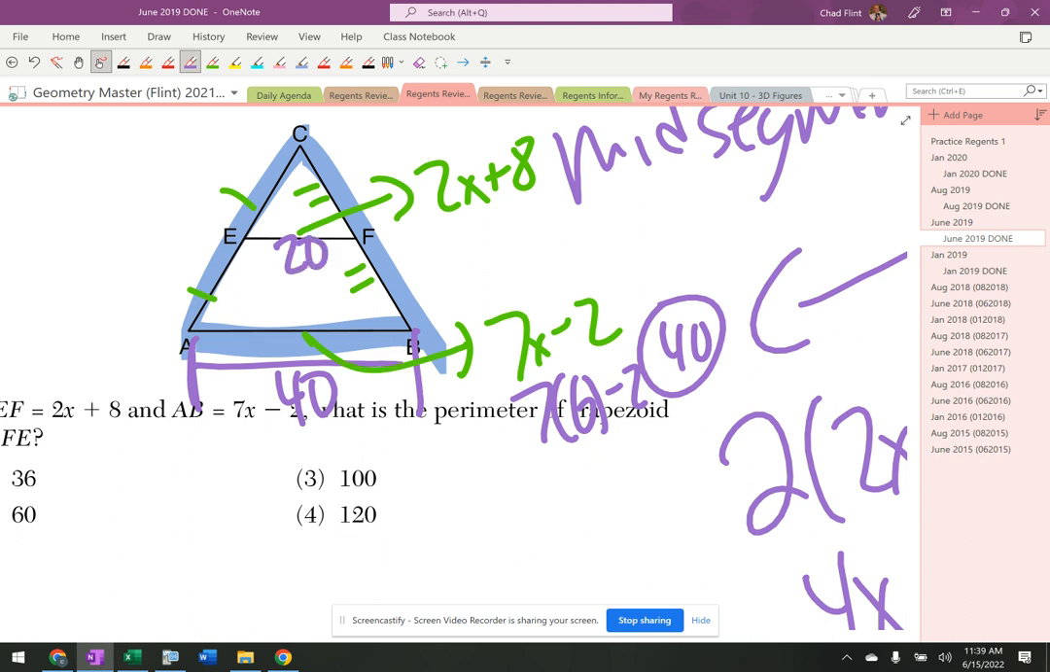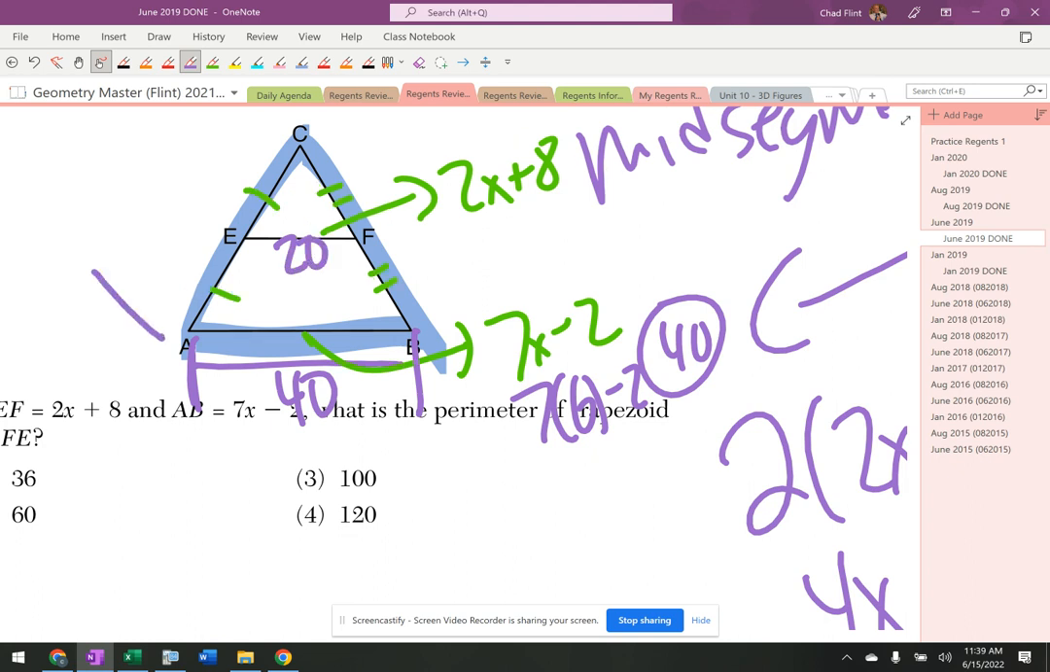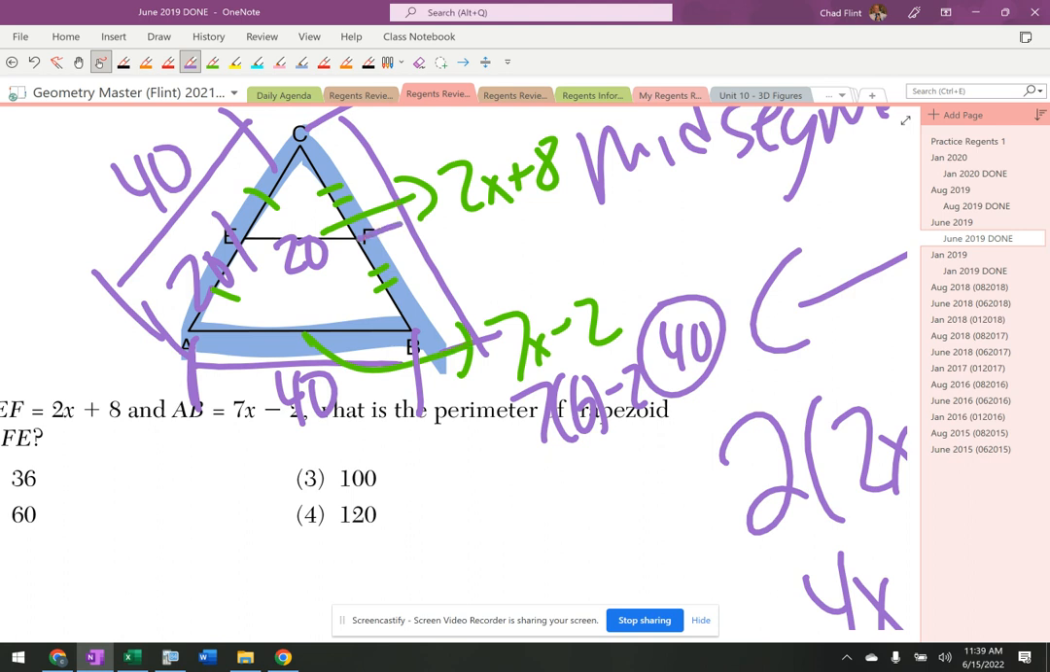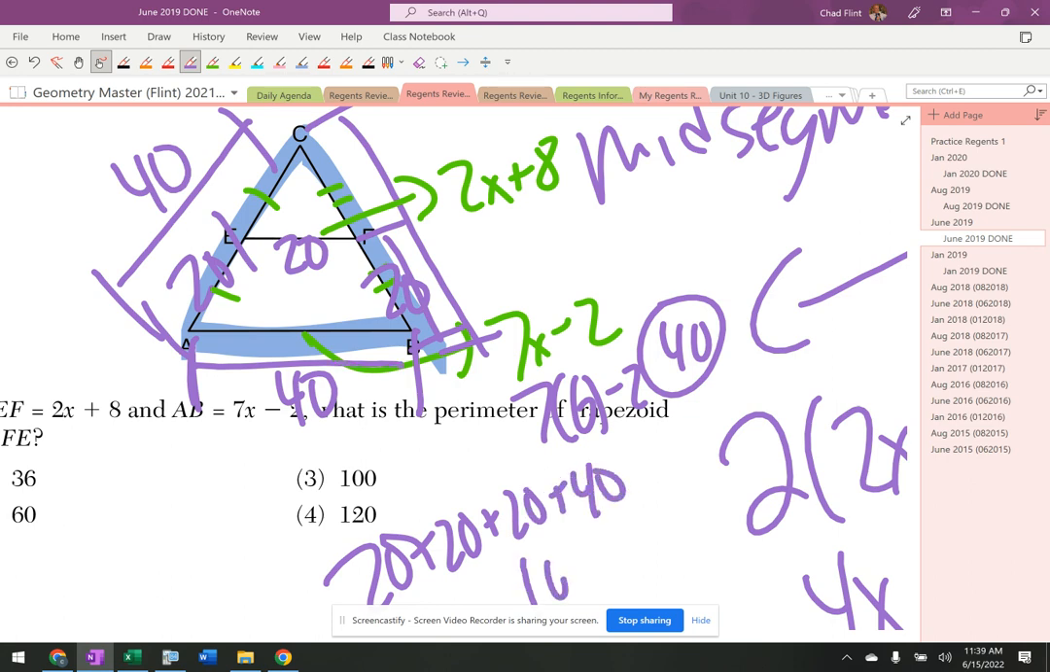Okay, it means that's 20 because it's half of it. It means that this is also 40, but then this is 20 because E is a midpoint. This is also 40, which means that this is 20. So it's 20 plus 20 plus 20 plus 40, which is 100 even.